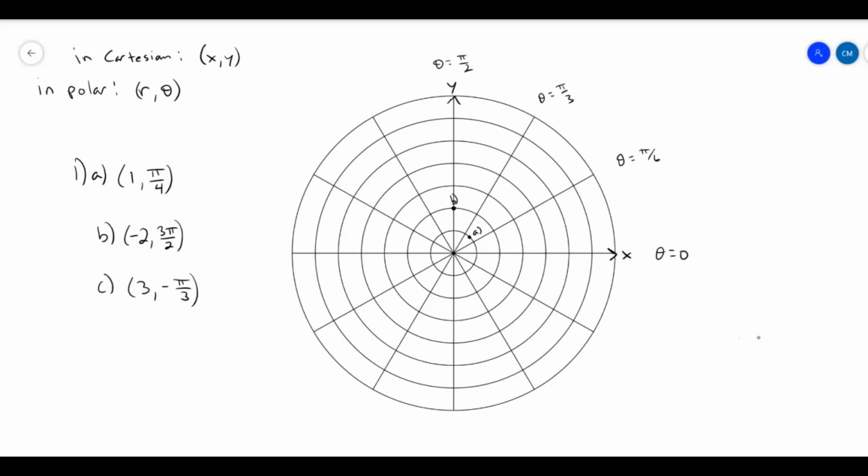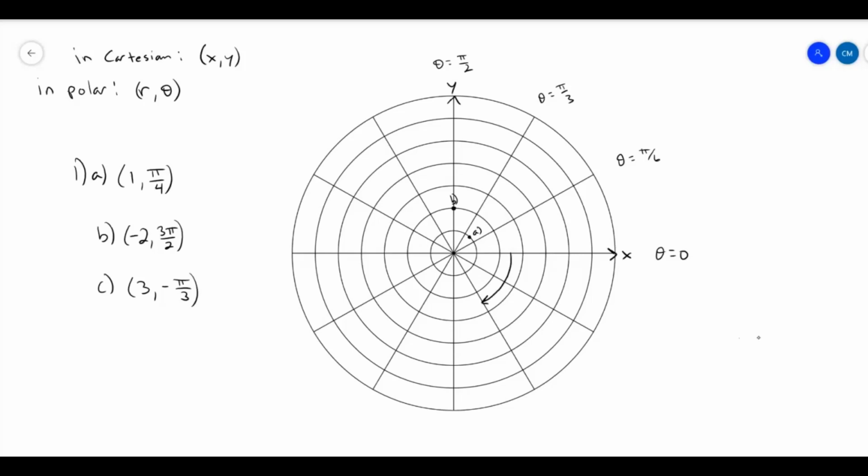Okay, so for this one, remember that when you have a negative angle, instead of going counterclockwise to get to that angle, you go clockwise. So negative pi over 3 is going to be going that way, right? If I were talking about positive pi over 3, I would go up and stop right there. That's the angle of positive pi over 3. In this case, since it's negative pi over 3, I go here and I stop right there. So that's the angle of negative pi over 3.